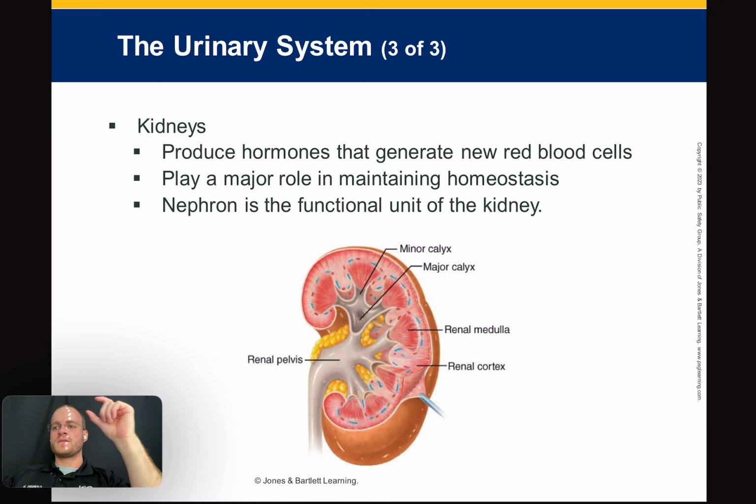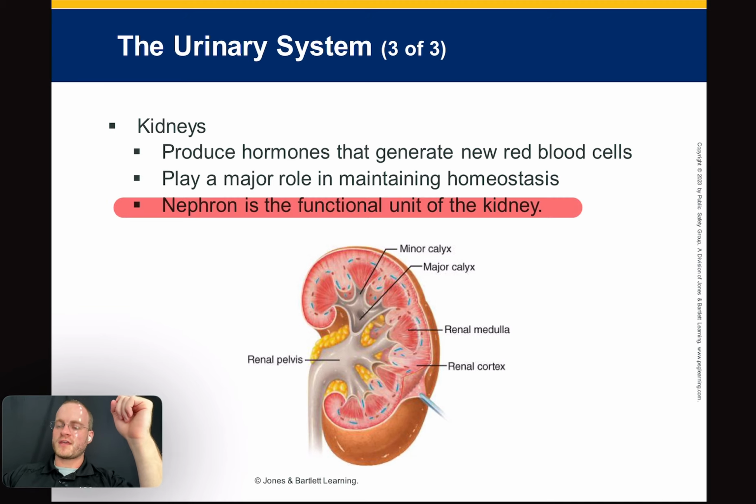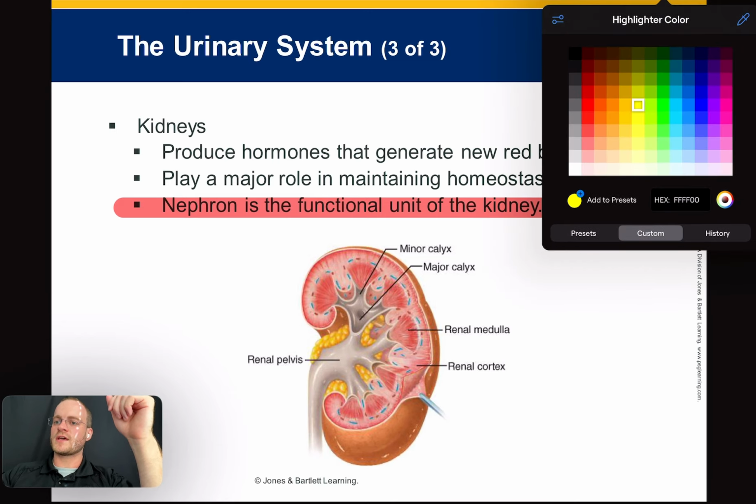Now, the kidneys do produce this stuff called erythropoietin. You don't need to know the name, but they do tell the body, create more red blood cells, okay? So that's worth knowing. And they play a major role in maintaining homeostasis. Remember, homeostasis is just the balance of life. And I just told you this, but the nephron is the functional unit of the kidney, okay? So just like the neuron is the functional unit of the brain, the nephron is the functional unit of the kidney.